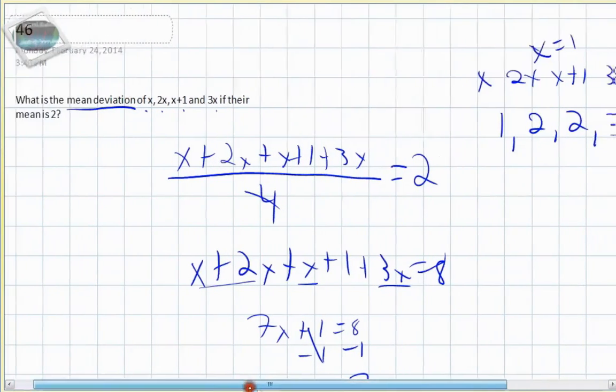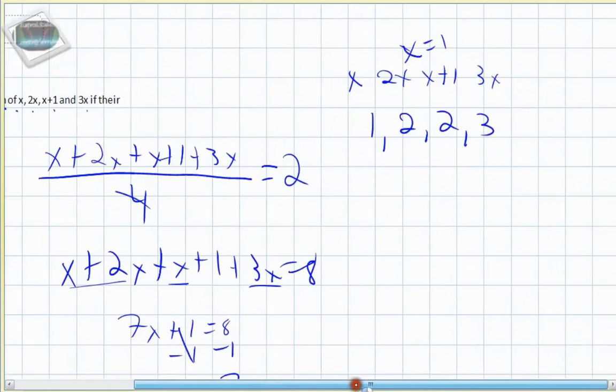Okay, so mean deviation is exactly what it says. We need to know the deviation from the mean. So they told us that the mean was 2. So we're just going to say, okay, so 1 is not 2, it's 1 less than 2. So it deviated -1 away from 2, okay? And then 2 and 2 are the same number, so this didn't deviate at all. This one didn't deviate at all, but this one did.